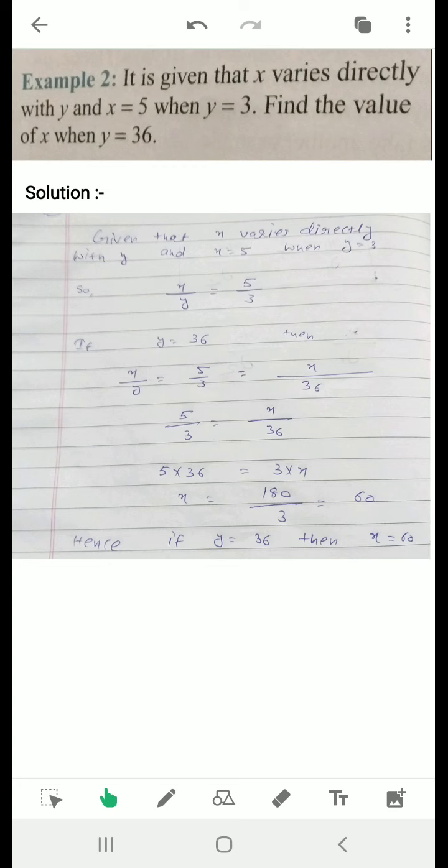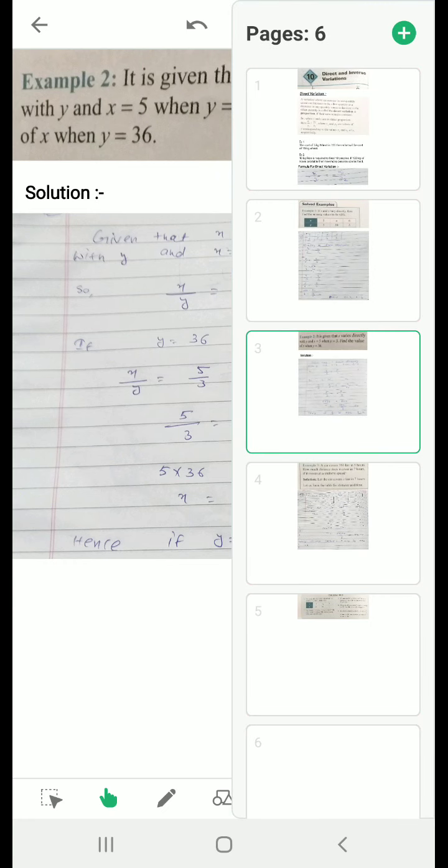Did you understand? You can try to understand it again. Listen again. Given that x varies directly with y, x upon y will be equal to 5 upon 3, because x is given 5 and y is given 3. Simply put the value of x in the place of x, y in the place of y. Now in the second case it is given that y equals 36. So in the place of y I will write 36 and I need to find the value of x. Now again we can cross multiply using the formula of direct variation, and then solve. After solving we will get the value of x.